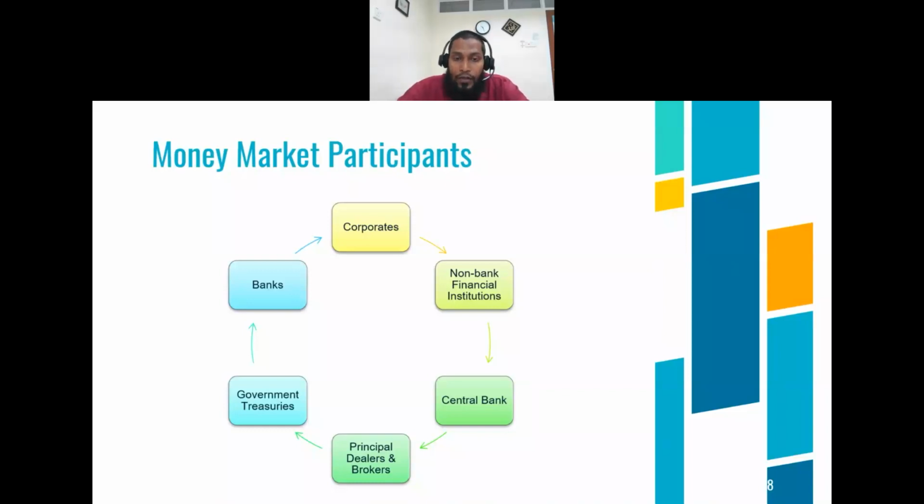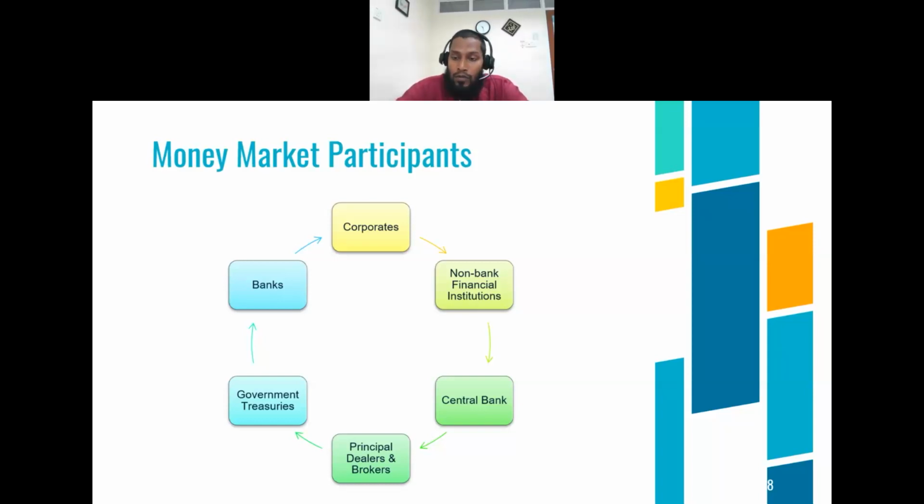So these are the main players in the money market. Usually the big corporations, non-bank financial institutions like Bank Rakyat and others, the central bank, principal dealers, the brokers, as well as stock dealers. They are the players. The government treasuries and the banks, the Islamic commercial banks or non-Islamic commercial banks. So they are usually the players for money market participants.